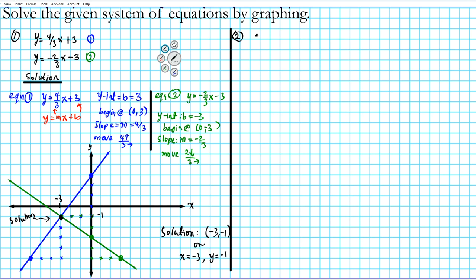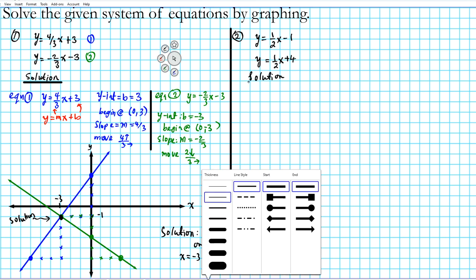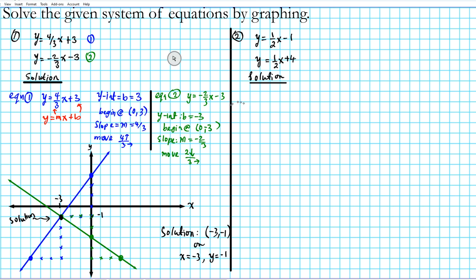Let's say we have y is equal to 1/2 x minus 1, and y is equal to 1/2 x plus 4. All right, so when you take a look at this system, you notice something similar between the two lines, which is that they both have the same slope, but their y-intercepts are different. So anytime you have a situation like this with the same slopes and different y-intercepts, you're going to have parallel lines that never intersect. So if they never intersect, that means that there's going to be no solutions.